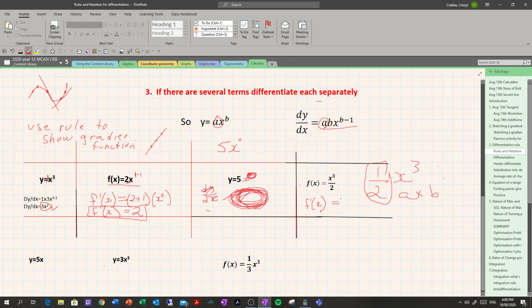A half times 3. What's a half times 3? Oh, 3 halves. So it's 3 over 2, x, 1 off the exponent, x squared. Could you do it as 1.5? Sure you could. But when you've got it over 2 or over 3, basically just think of that as a fraction, bring it out in front, and then it's just a times b. A is a half times 3 is 3 over 2, x squared.